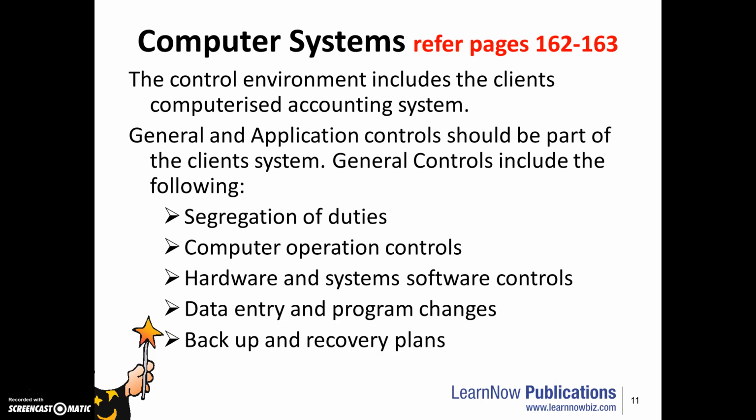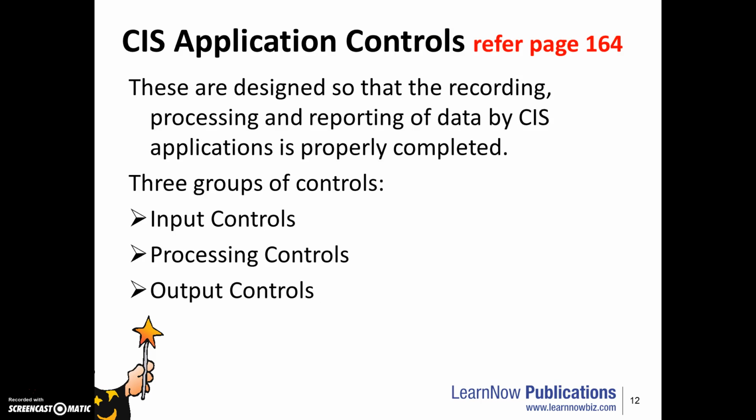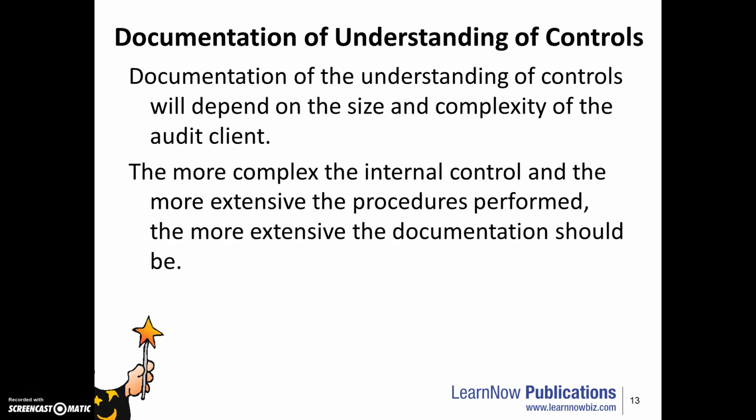The control environment actually also includes the client's computerized accounting system. General and application controls should be part of this. General controls include things such as the segregation of duties, computer operation controls, hardware and systems software controls, data entry and program changes and backup and recovery plans, whilst the application controls are designed so that the recording, processing and reporting of data is properly completed. And there are three types of these controls: input, processing and output controls.